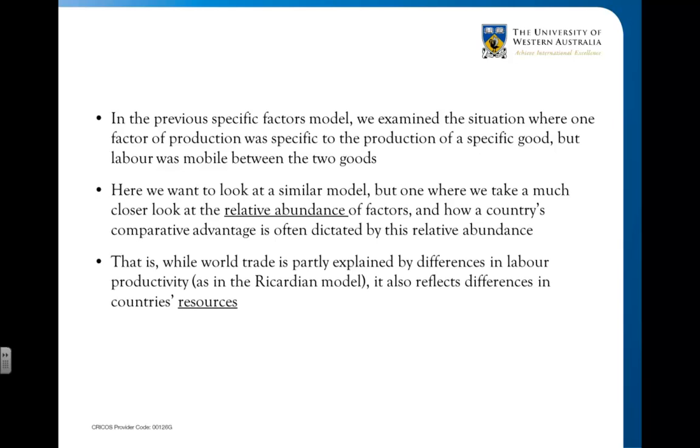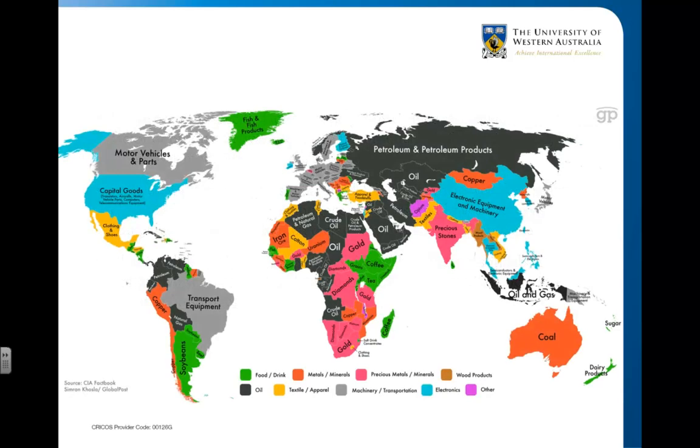So we know that from previous topics when we were looking at labour productivity in terms of the Ricardian model, there is evidence of trade directions, if you like, being dictated by labour productivity. But there are also issues in terms of the direction of trade being dictated by differences in countries' resources.